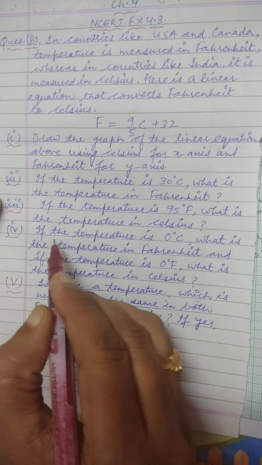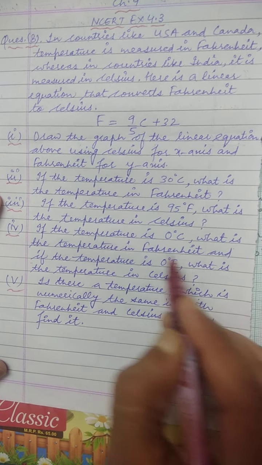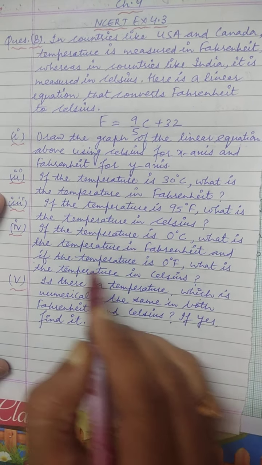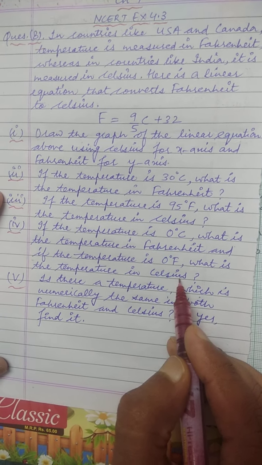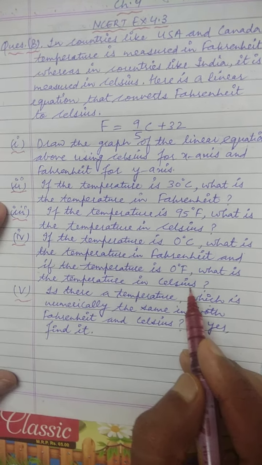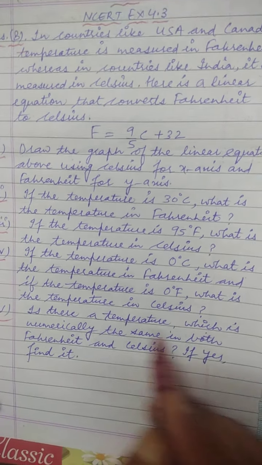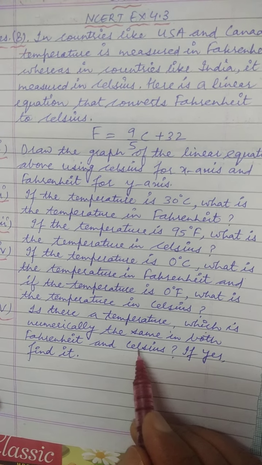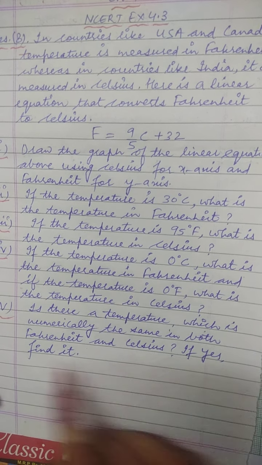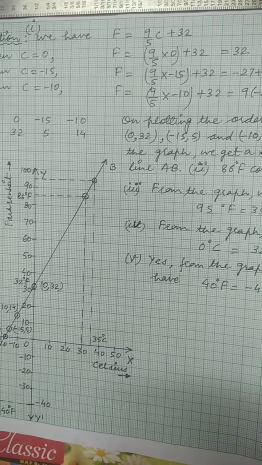And in the fourth part, if the temperature is 0 degrees Celsius, what is the temperature in Fahrenheit? And if the temperature is 0 degree Fahrenheit, what is the temperature in Celsius? So we have to find the fourth part also. Then come to the fifth part. Is there a temperature which is numerically the same in both Fahrenheit and Celsius? And if yes, find it. So we move further. We will draw a graph.